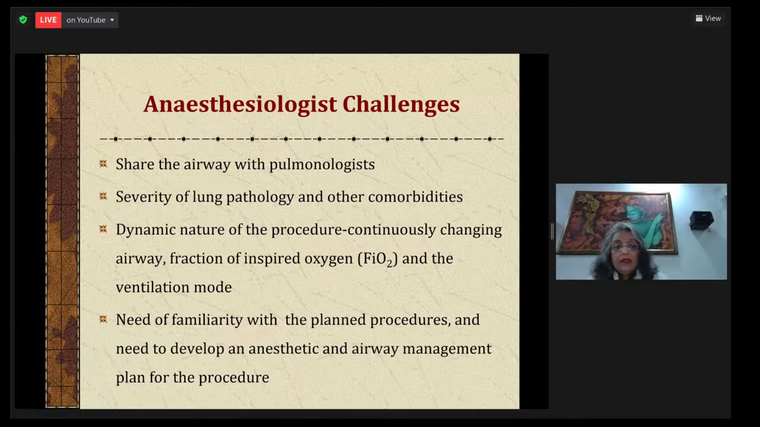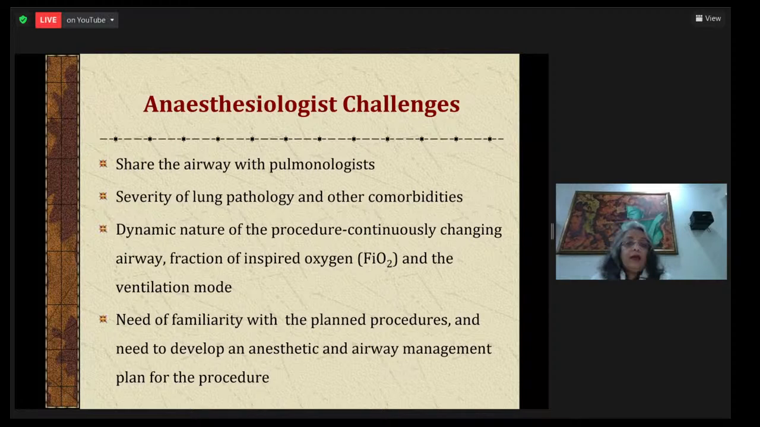bronchoscopist needs a change in the airway device or mechanism which we are using. The fraction of inspired oxygen may have to be changed, or even the ventilation mode, as we go along. So we have to think on our feet and be prepared for plan B, C, etc. And be prepared for everything, because it can be a very dynamic procedure. Although we may think that it is a procedure for, say, a tumor debulking, sometimes the tumor may get dislodged and then you have to think of something else to remove it.